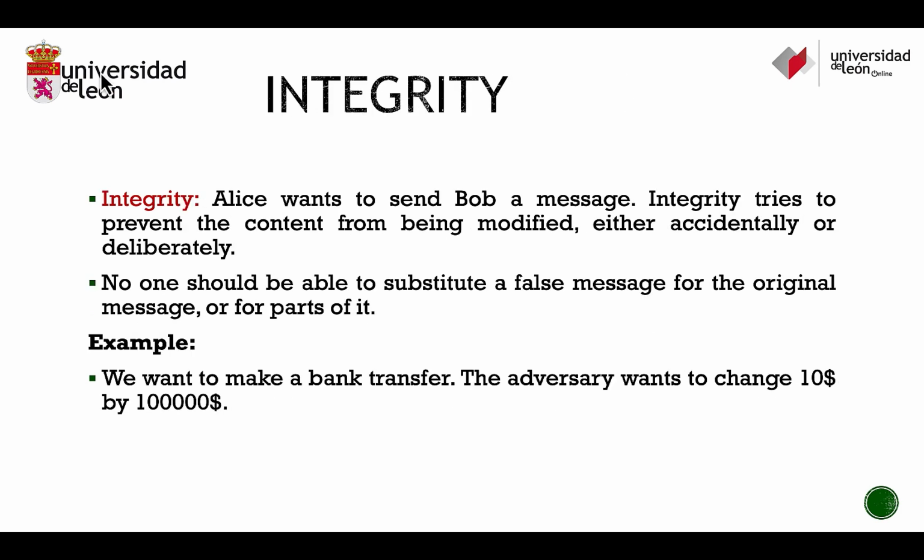Let's now talk about integrity. If Alice wants to send Bob a message, and she doesn't want the message to be altered, then she wants to obtain integrity. So this goal tries to prevent the content from being modified either accidentally or deliberately. No one should be able to substitute a false message for the original message or any part of it, or alter the message in any sense. Imagine, for example, that we want to make a bank transfer of some amount of money, and the adversary wants to change the amount of money. Maybe they want to change $10 to $100,000. We don't want that, so integrity will allow us to prevent this from happening.